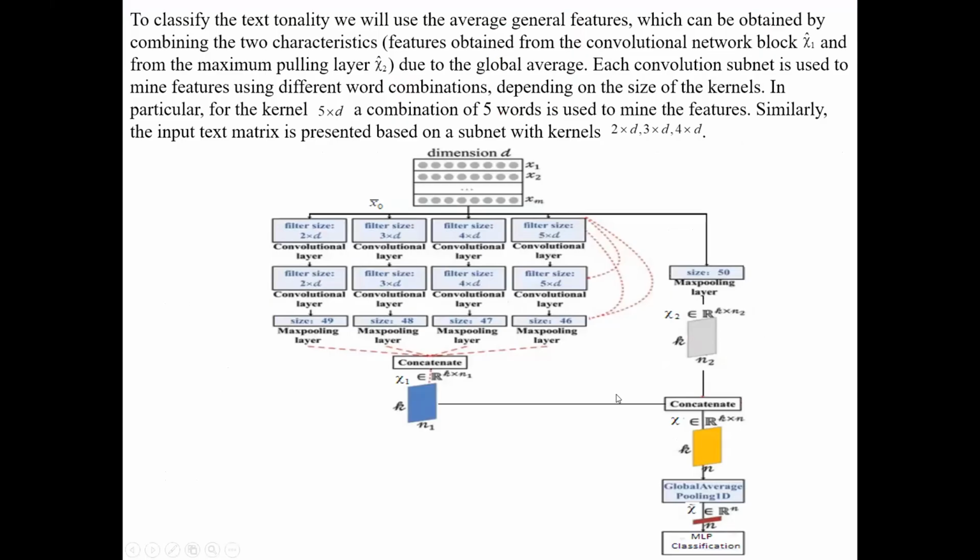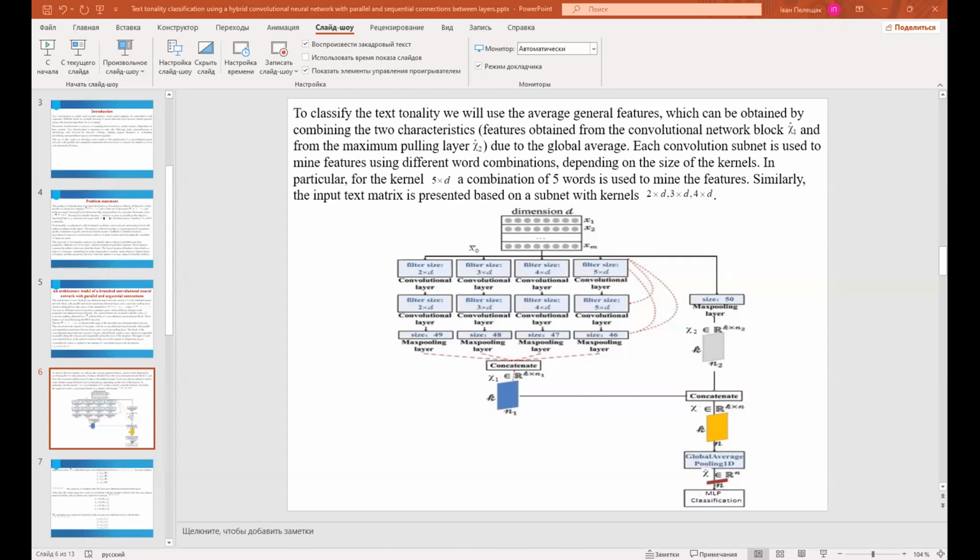To classify the text tonality, we will use the average general features, which can be obtained by combining the two characteristics: a feature obtained from the convolutional neural block H1 and from the maximum pooling layer H2 due to the global average. Each convolution subnet is used to mine features using different word combinations, depending on the size of kernels. In particular, for kernel 5D, a comparison of five words is used to mine the features. Similarly, the input text matrix is presented based on subnet with other kernels. We can see our architecture on this slide.